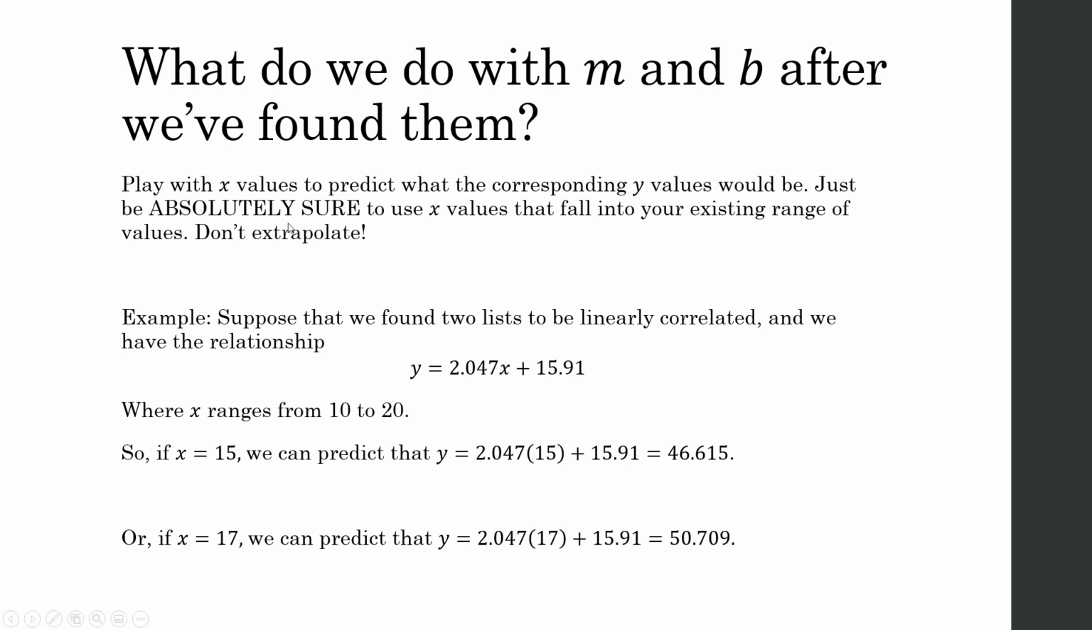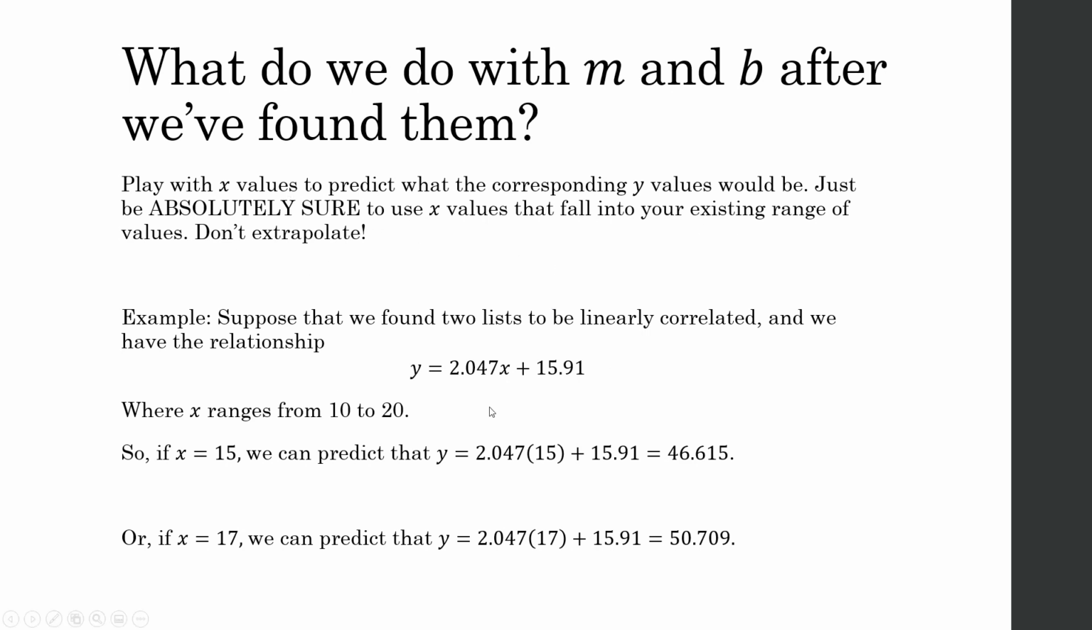But whatever you're doing, be absolutely sure that the values you're playing with fall into your existing ranges. If you are playing with a linear relationship and you go way beyond the range of what you have to work with, you can't reliably say that it's going to stay linear. A lot of relationships out there have a linear zone where it is a nice linear relationship, but once you get past that, all bets are off. So just stay within your data ranges.